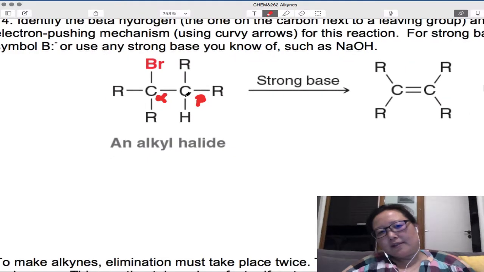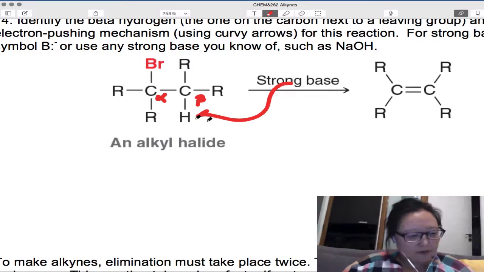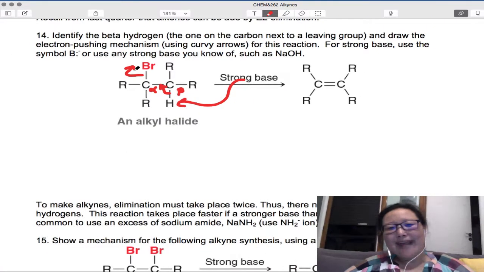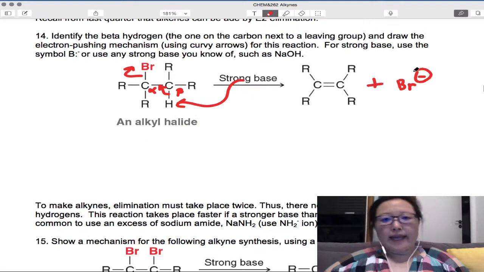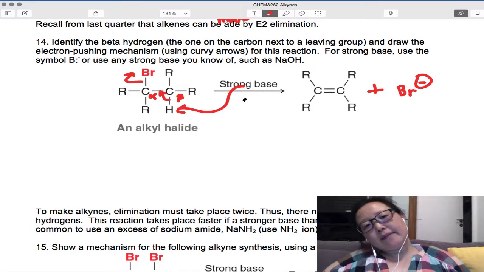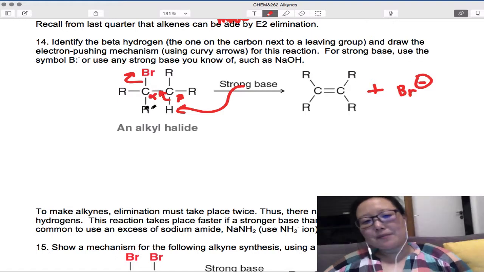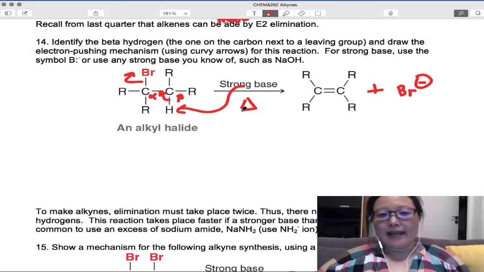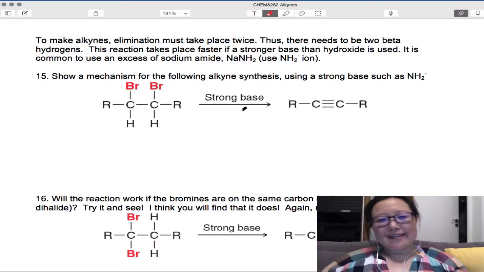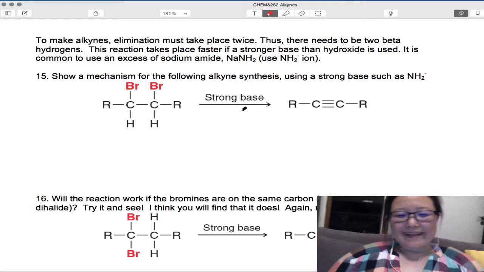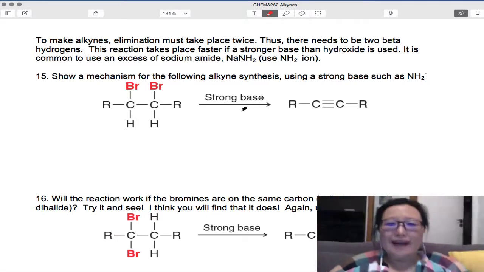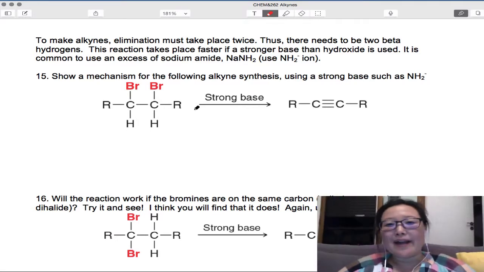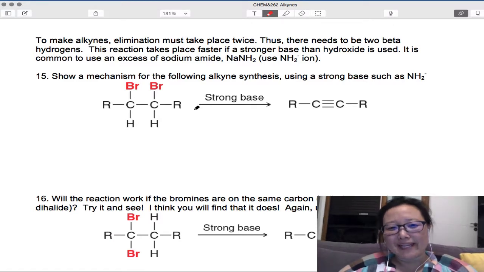Okay, so you take the base and you grab this H, make the alkene pi bond, and then you have a leaving group that leaves. And this is called an E2 elimination. That means this is all happening simultaneously, and it happens best when it's antiperiplanar, and it happens best under heated conditions, high heat. So now we want to try to figure out, is there a way to make alkynes that way? Well, you need to make another pi bond, so we need to do another elimination. I call it double elimination.